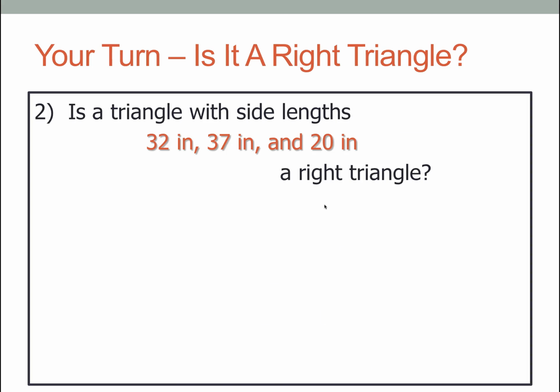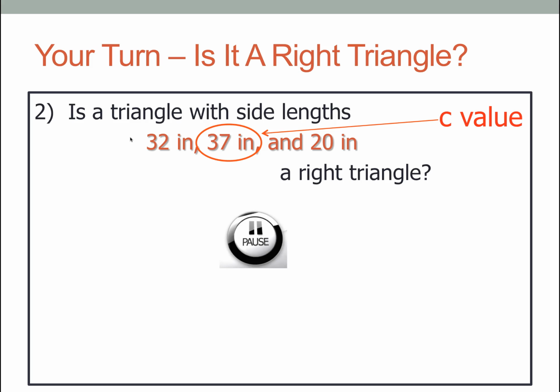So now I want you to figure out if these dimensions are a right triangle. A triangle has 32, 37, and 20-inch sides. Is that a right triangle? Now notice, which one's the biggest one here? It's not the last one like it was in the previous example. Which one's the biggest one here? Because that's what c is going to be. So make sure you always choose the largest of the three numbers to put for c.